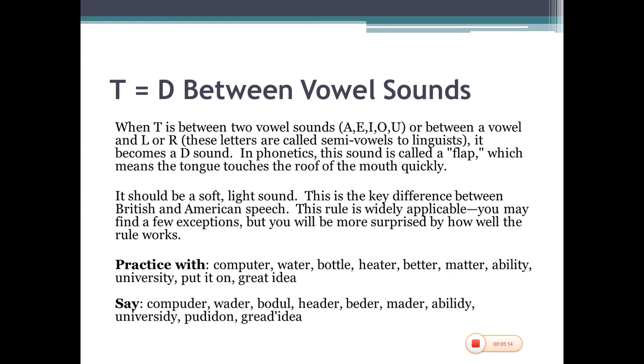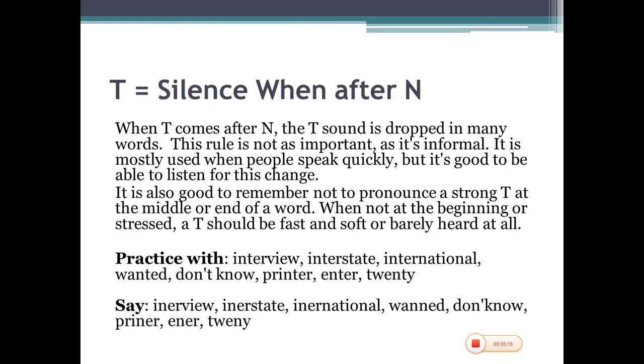Let's discuss the next type of T. When T is silent, whenever T comes after N, it is a silent T. That means T will not be pronounced at all. There will be no T sound in those words. When T comes after N, the T is dropped in many words.